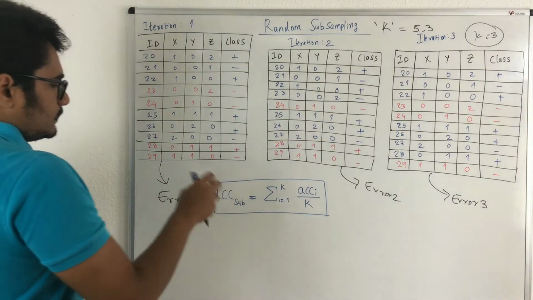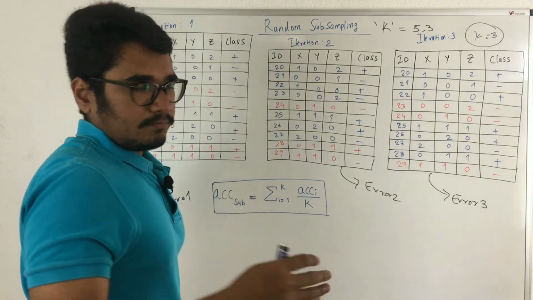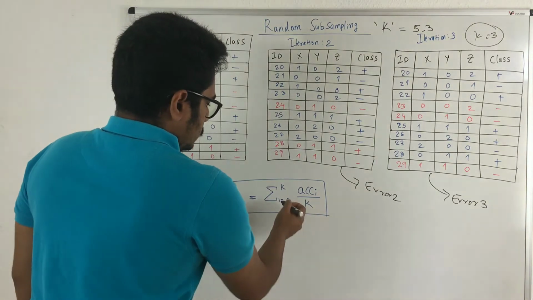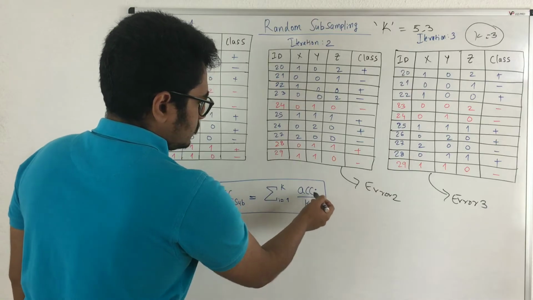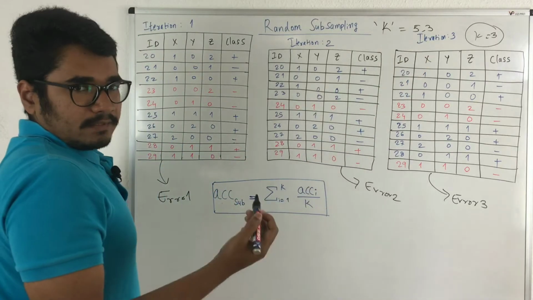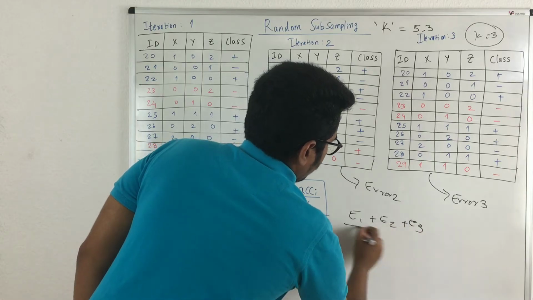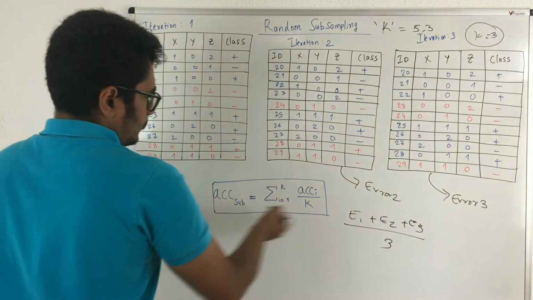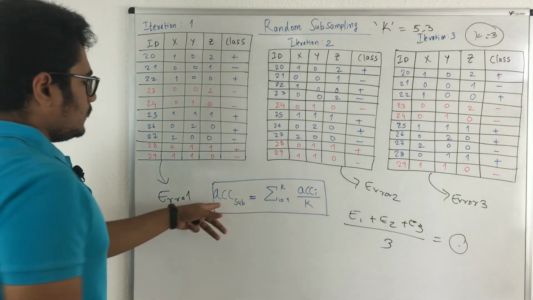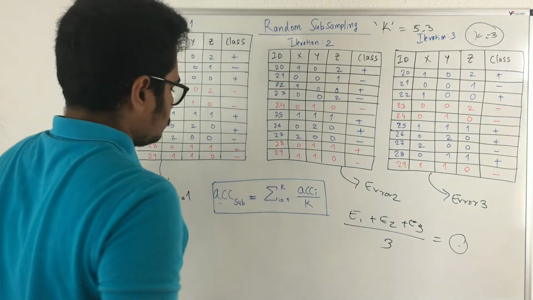Now you estimate the accuracy over the entire iteration, or the entire sets which you have divided into training and test sets, with the help of this formula. This is just a mathematical equation. ACC_i represents the accuracy at the ith iteration. So here, with three iterations, this is simply E1 plus E2 plus E3 divided by 3. Whatever errors you obtain are summed and divided by 3, and you get the average. That value becomes the accuracy of the subsampling technique.